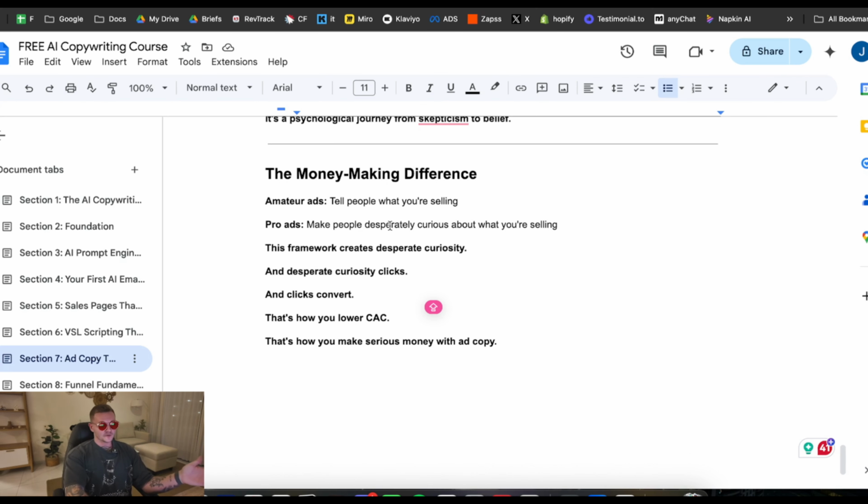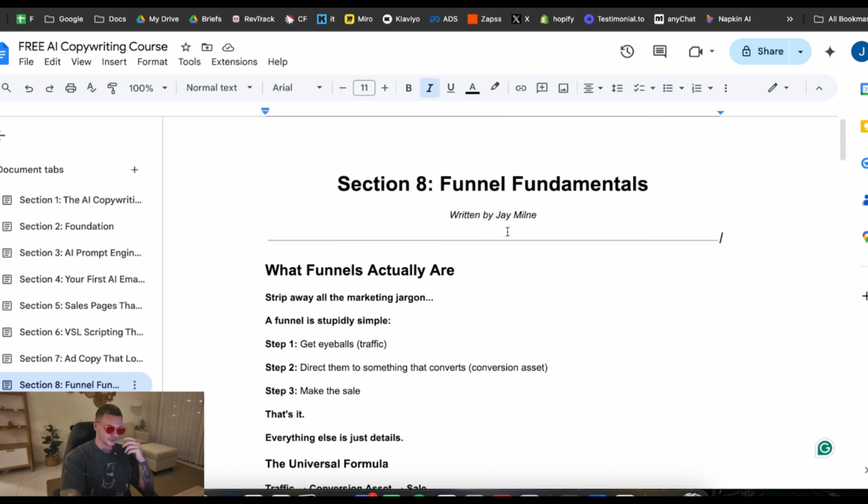So, we've covered all of the prompts and frameworks that I'm going to give you for free. We're just going to go on to some funnel fundamentals. This is just understanding fundamental funnels at its most basic level. So let's strip away all the marketing jargon, bottom of funnel, middle of funnel, all this stuff. A funnel is stupidly simple.